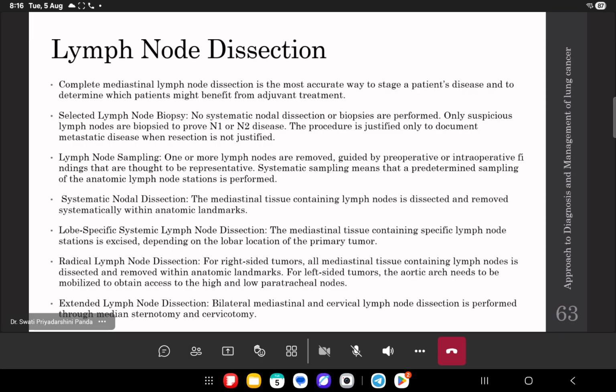Radical lymph node dissection includes, for right-sided tumors for example, all mediastinal tissue containing lymph nodes dissected and removed within the anatomical landmarks. For left-sided tumors, the aortic arch needs to be mobilized to obtain access to the high and low paratracheal nodes. Extended lymph node dissection, bilateral mediastinal and cervical lymph node dissection, is performed through median sternotomy and cervicotomy.